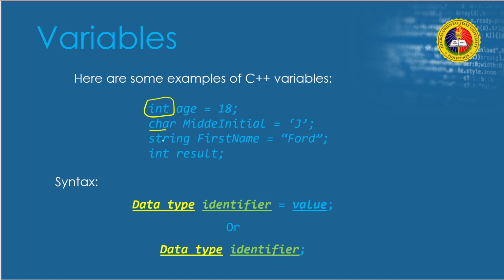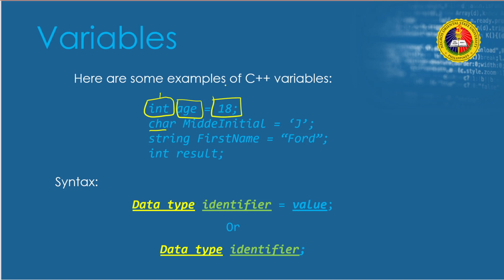So notice that the first thing that we're going to write is the data type, and then the variable name and value. Alright, so basically that's the syntax of a C++ variable. And of course, we should always end it with a semicolon. Always remember, every line inside our main function should always end with a semicolon.